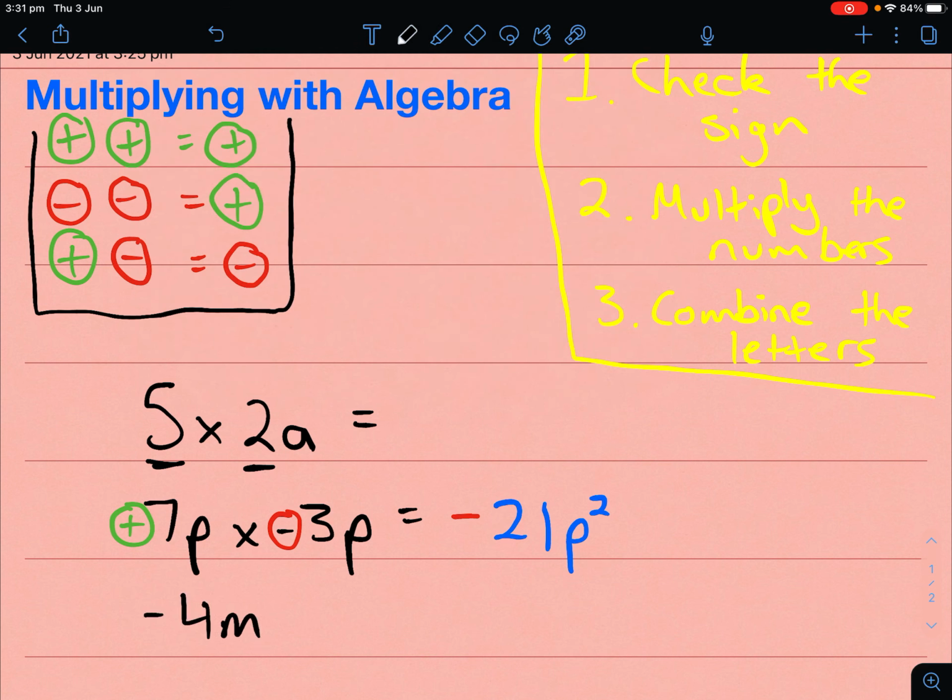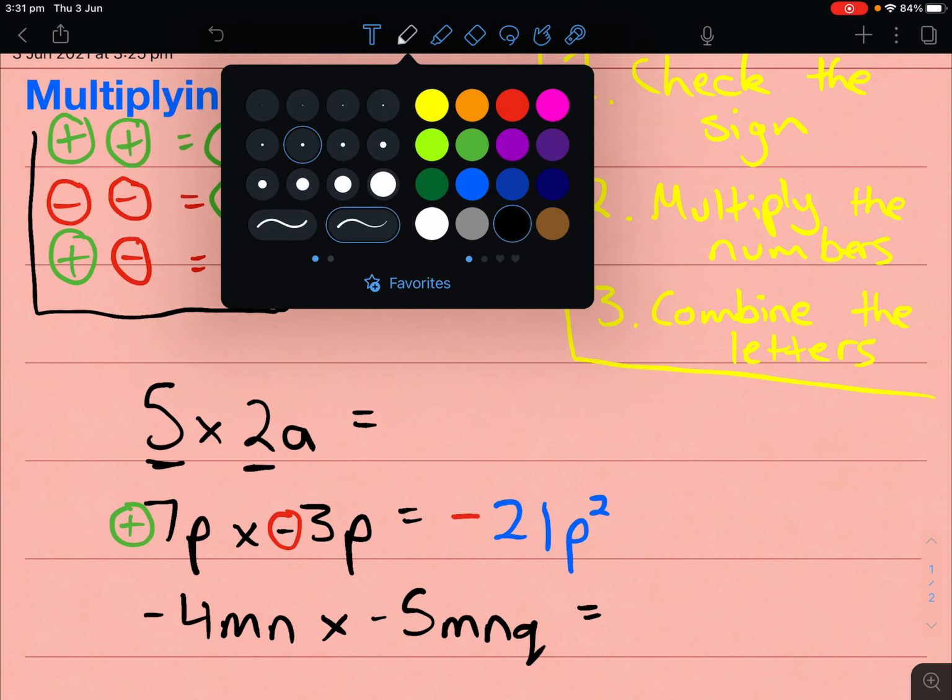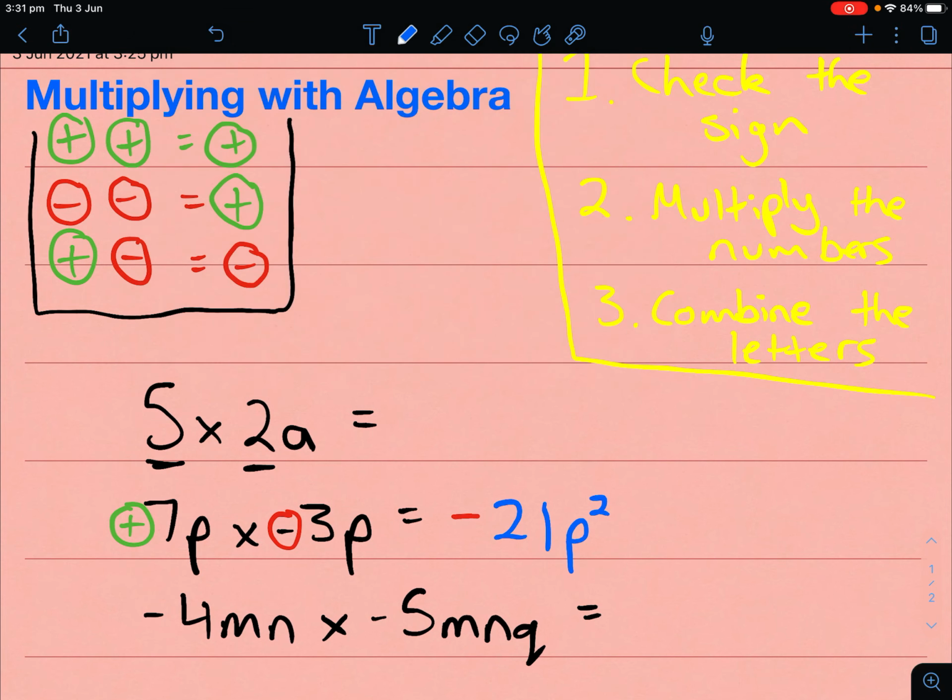So for the next one, we'll do minus 4mn times by minus 5mnq. So again, start off by looking at the signs. We can see at the start here that we have 2 negatives, and so 2 negatives will make a positive. Then we multiply the numbers. 4 times 5 is 20.